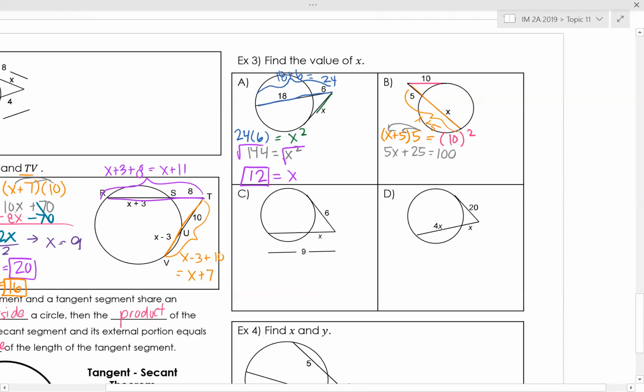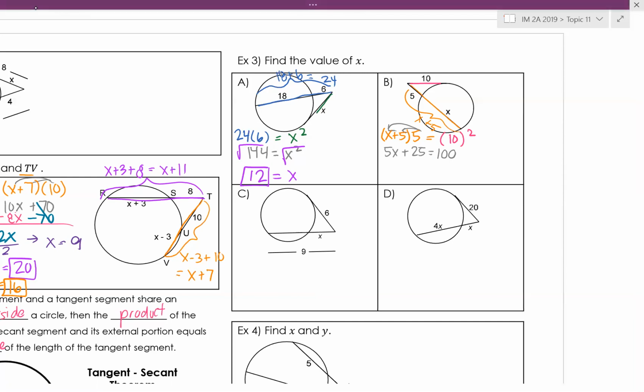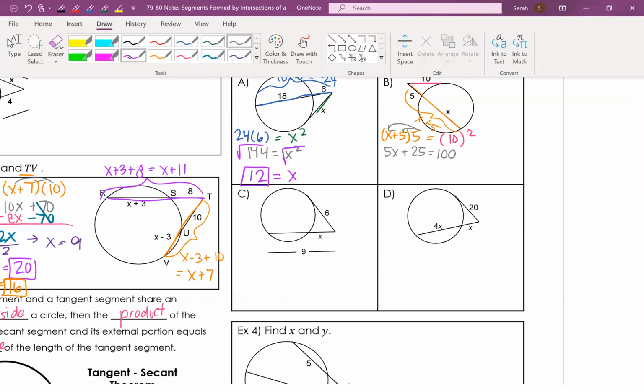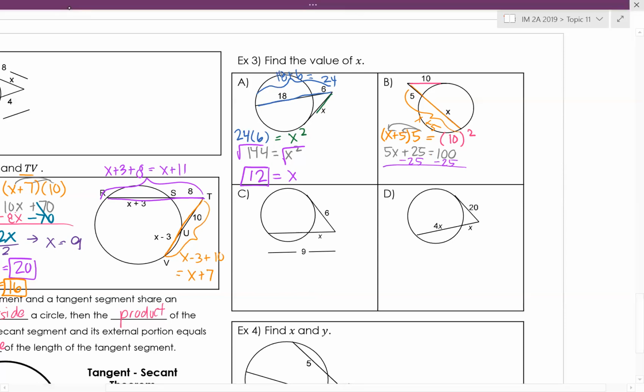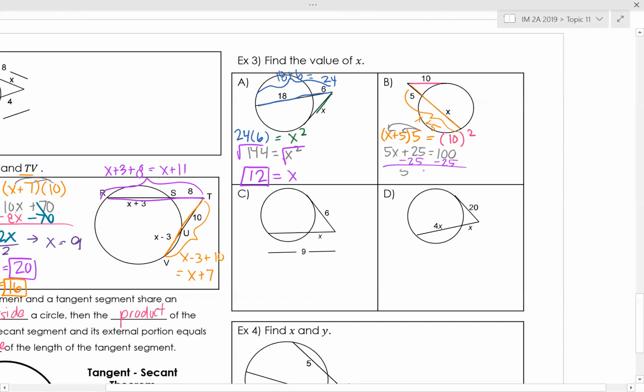So then I just have one x on the left side, which means I want to move the 25 over so that I can solve. So if I subtract 25 from both sides, that gives me 5x equals 75. And then dividing both sides by 5 gives me that x is 15.